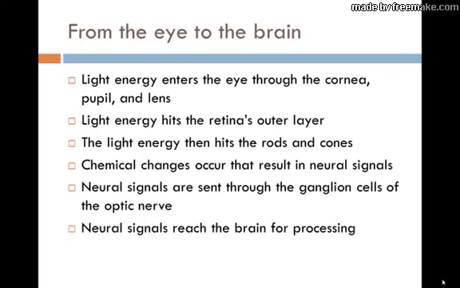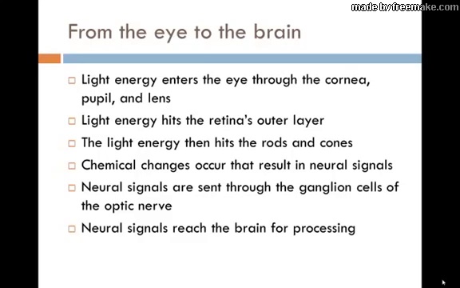So the process of getting information from the eye to the brain is, first, light energy enters the eye through the cornea, pupil, and lens, and then it hits the retina's outer layers. After that, it hits the rods and cones. Our cones help us see the detail, and the rods help us see the grayscale and kind of the outer side of what we're looking at.